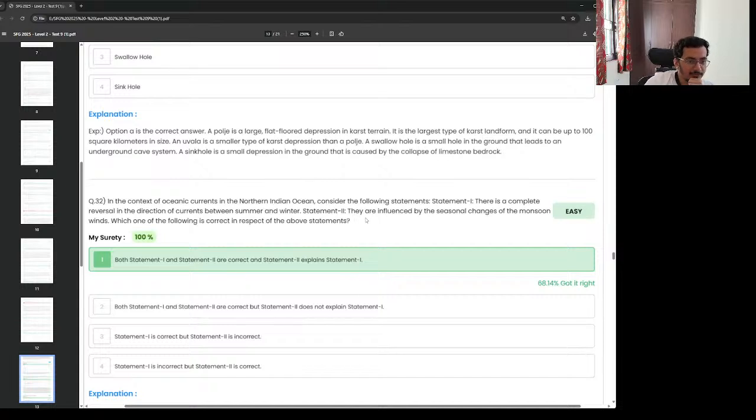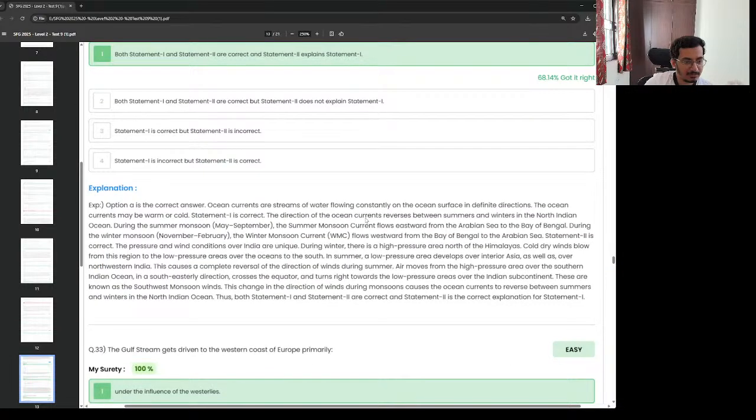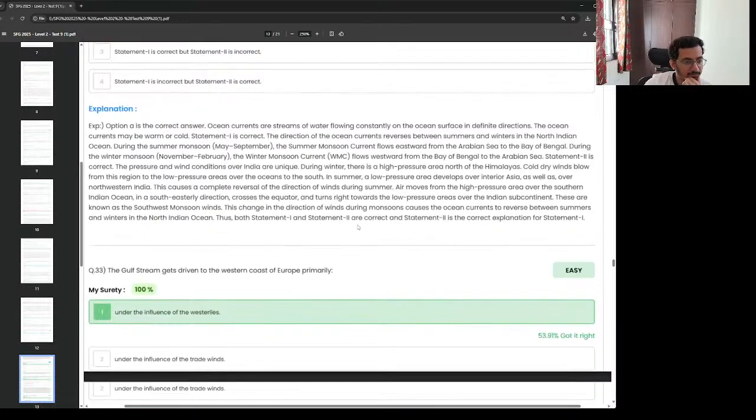In context of oceanic currents in the North Indian Ocean, consider the following statements. There is complete reversal. Yeah, of course, because of the monsoon, right? There is nothing here to even think about. June, July, August, September, during the summer, we get the southwest monsoon. The summer monsoon current flows towards the Bay of Bengal because of the southwest monsoon, and during the winter monsoon it flows westwards.